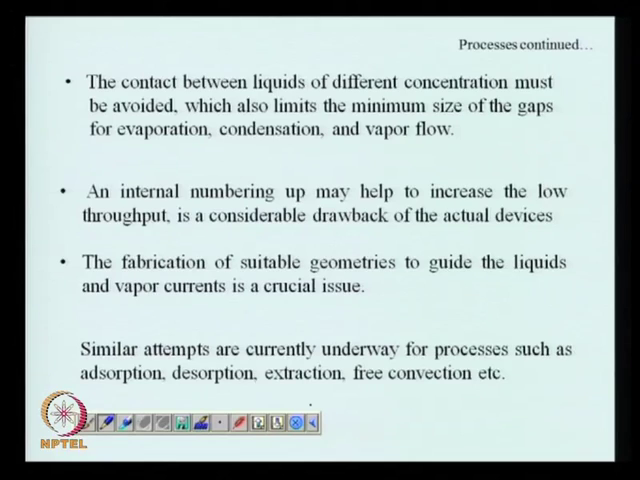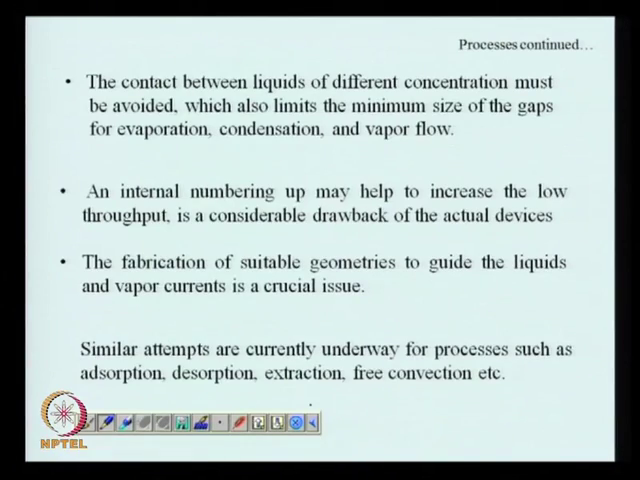So, we also have to have suitable geometries embedded into the construction, embedded into the channels itself, such that the liquids and vapors are guided properly, so that the liquids will go in a specific direction and the vapors will go and condense at another point, and the entire process keeps on moving. So, there are definitely problems which need to be solved before this gets wider application.